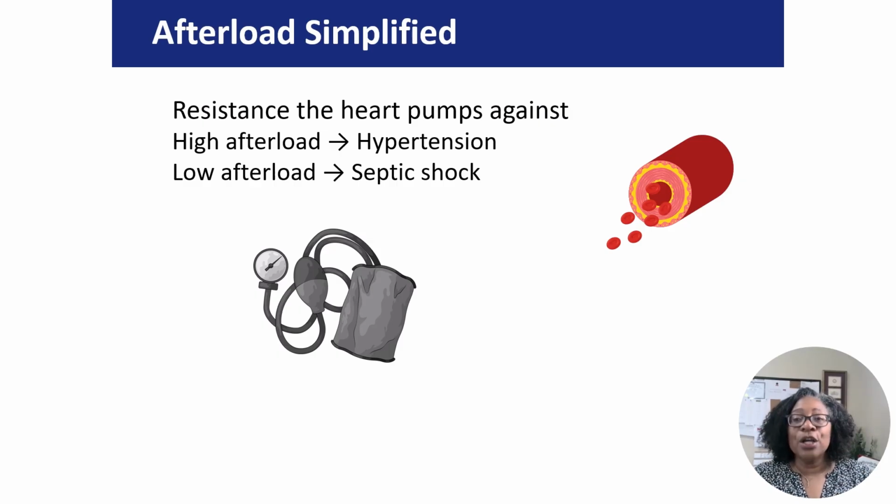Now, on the other side, low afterload, meaning too little resistance the heart has to pump against. And a classic example would be septic shock. So the vessels are going to dilate, the systemic vascular resistance is going to drop, and the blood pressure will drop. And you'll see orders for pressors, okay? And those pressors are going to cause vasoconstriction.